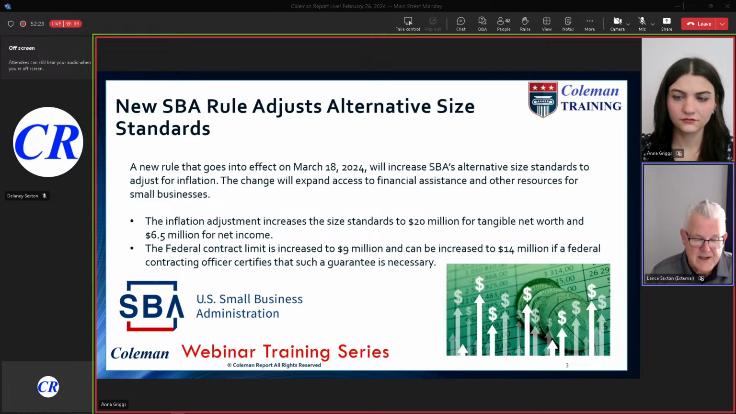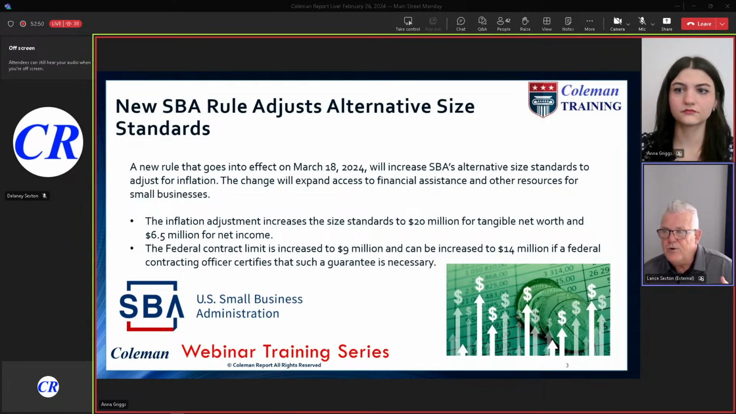And so your net worth could be $15 million, and you would still be considered small under alternative size standards. And now, starting March 18th, they've adopted a final rule on alternative size standards. The alternative size standard for net worth is going up to $20 million. And guys, a $20 million net worth is a pretty decent size small business. Yeah. The other alternative size standard is average net income. So you look at a 2-year net income for the company, and that was $5 million for a long time.